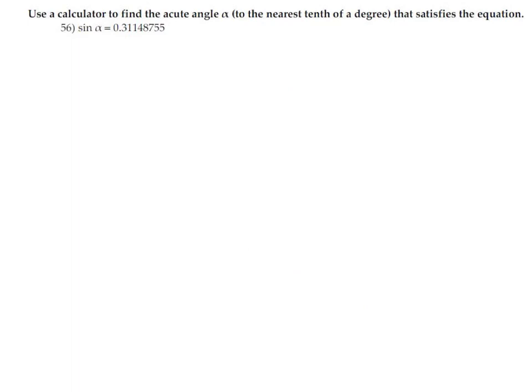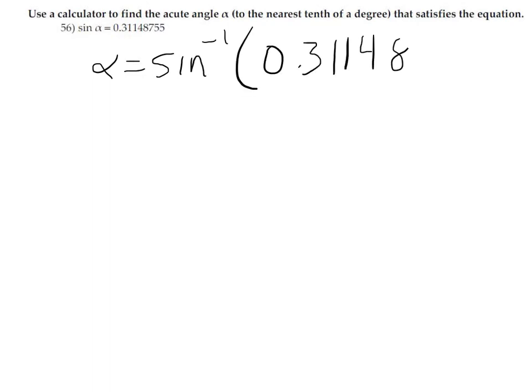Use a calculator to find the acute angle alpha to the nearest tenth of a degree that satisfies the equation sine alpha equals 0.3114875. With our calculator, we want to make sure our calculator is in degree mode, so take a moment and get that done. Essentially, the answer is going to be when alpha equals arc sine of 0.3114875.